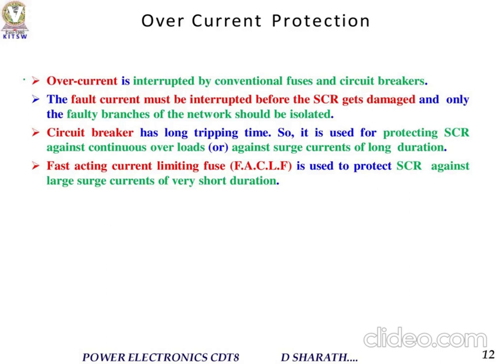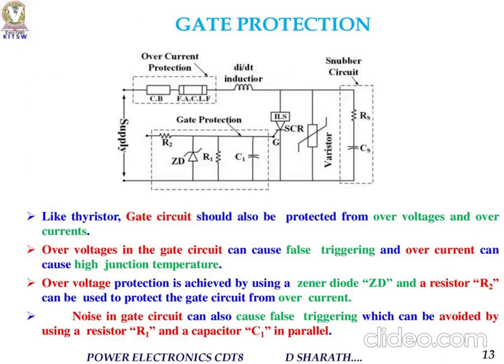For over current protection, the over current is interrupted using conventional fuses and circuit breakers. A fuse is a current limiting device; when excessive current flows, it melts. A circuit breaker breaks the circuit during abnormal conditions. A fast acting current limiting fuse is used to protect the SCR against large surge currents.